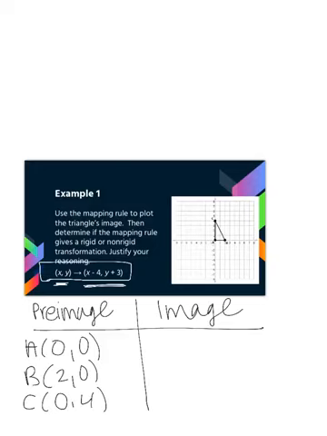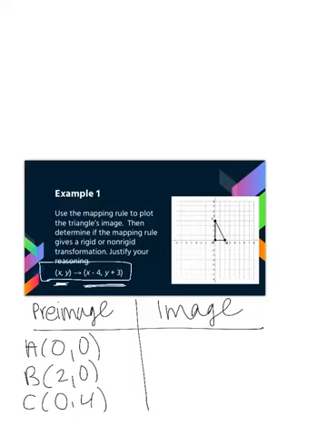Notice that I created a table just to help me organize my work. So I noticed from my graph that my pre-image coordinates A, B, and C are located at (0, 0), (2, 0), and (0, 4) respectively. So now I'm just going to take each one at a time using the mapping rule. So if I look at A, it's at (0, 0).